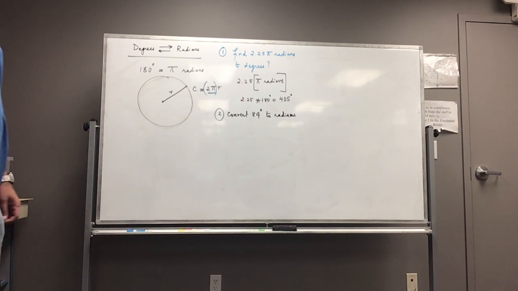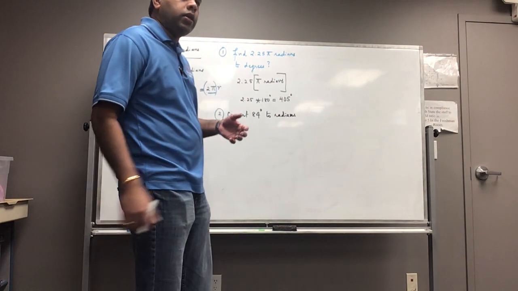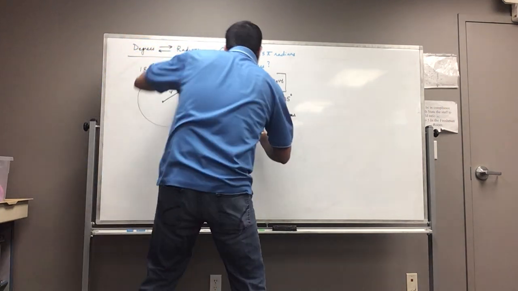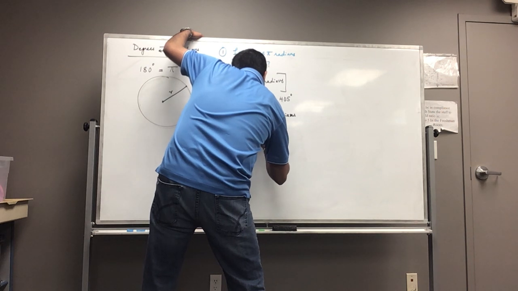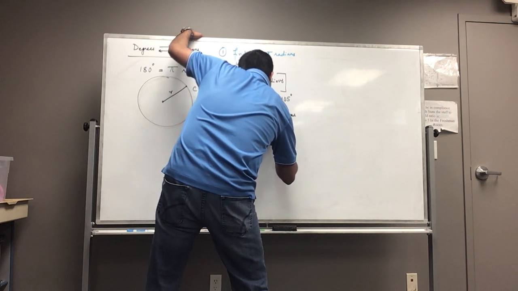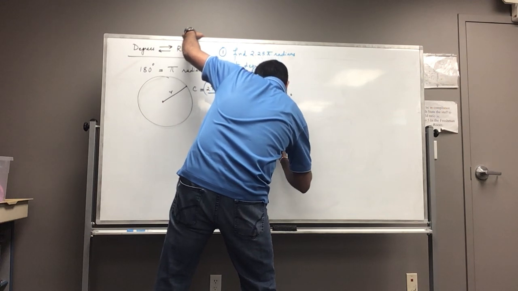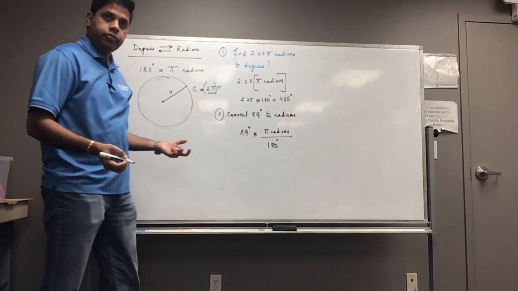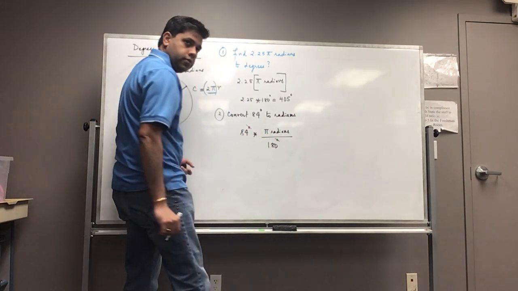All right, 84 degrees to radians. Now, you may have got the answer, but the ACT may want this in a slightly different format. So listen up. Just like a unit conversion, 84 degrees times pi radians over 180 degrees. So this is your conversion factor, right? Because the degrees and the degrees will cancel.